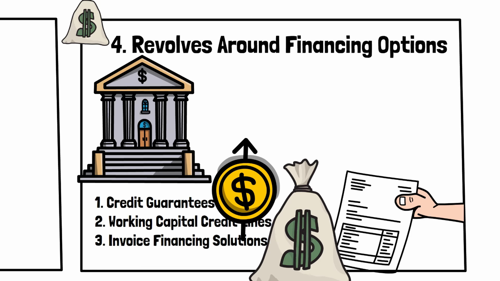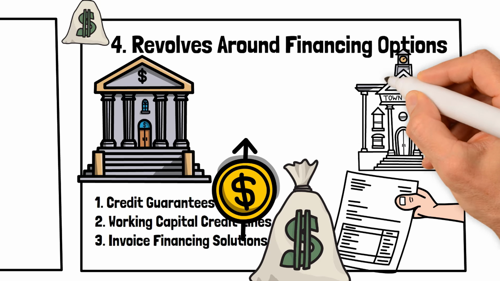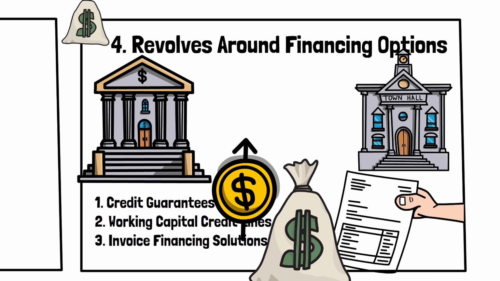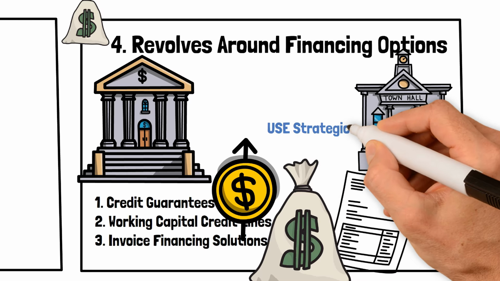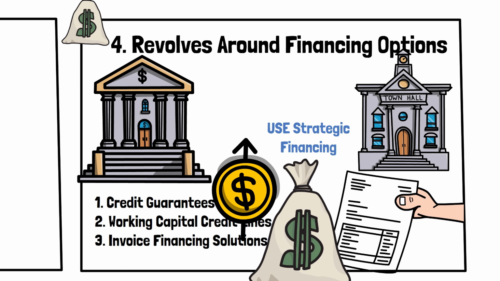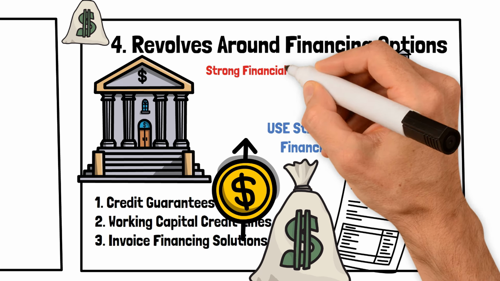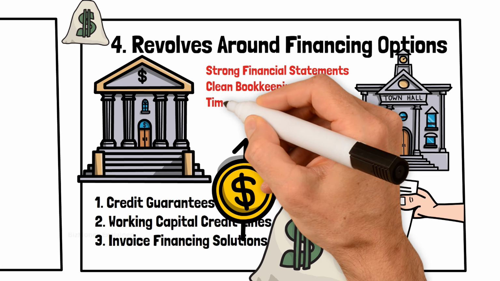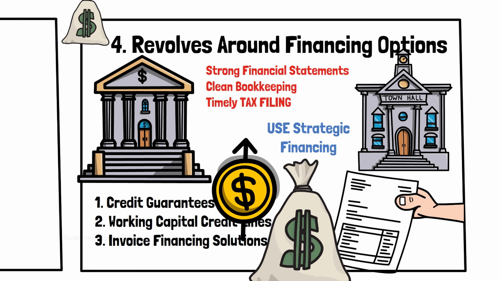Government stimulus programs and grants may also support small businesses. The goal is not to take debt blindly, but to use strategic financing to smooth cash flow cycles. Strong financial statements, clean bookkeeping, and timely tax filings help you qualify for better financing options.